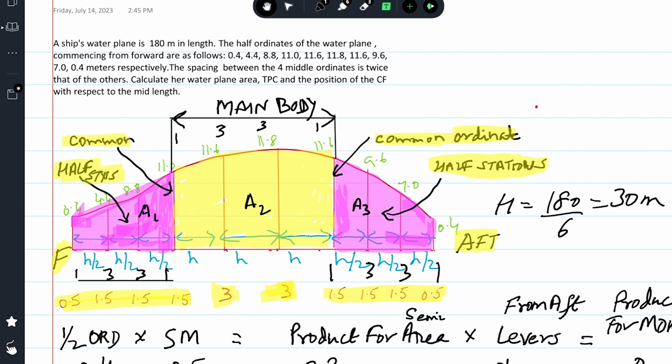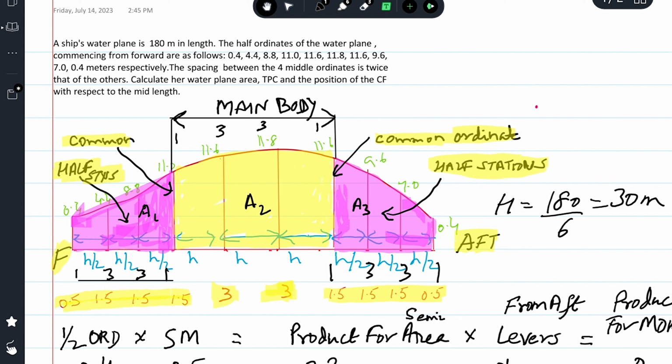A ship's water plane is 180 meters in length. Half coordinates of the water plane commencing from forward are as follows: 0.4, 4.4, 8.8, 11, 11.6, 11.8, 11.6, 9.6, 7 and 0.4 meters respectively. The spacing between the four middle ordinates is twice that of the others. Calculate the water plane area, TPC, and position of the center of flotation with respect to the mid length.